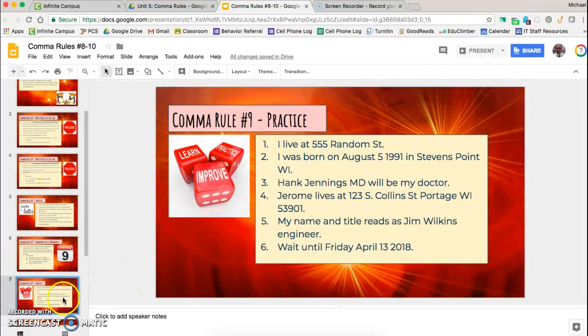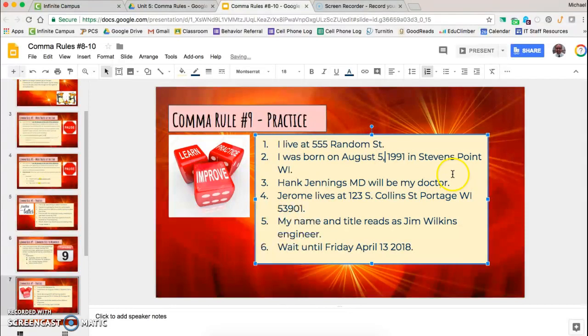Okay, let's practice a little bit with these, although again, these are ones that people have down pretty well. This first one just has the street number and the street name, so it doesn't get any commas. I was born on August 5th. You'd put a comma before the year, 1991, in Stevens Point. You put a comma before the state, Wisconsin. Hank Jennings, MD. So there's another example of what the title would look like. This is the one that's least familiar to most people.